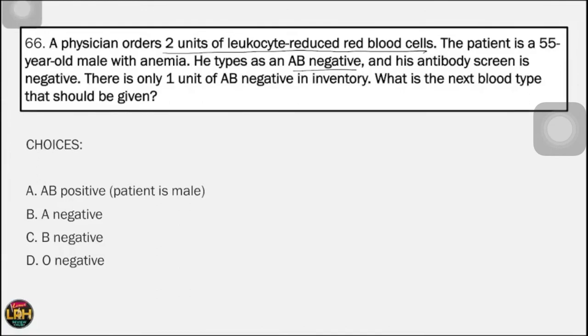In this case, the correct answer is A negative. Why A negative? Because A negative units would have residual anti-B in this packed red blood cell, and these are said to be less immunogenic than giving B or O red cells. So for number 66, the best answer is letter B, A negative unit.